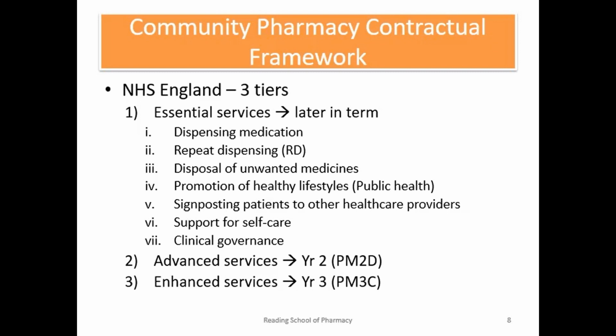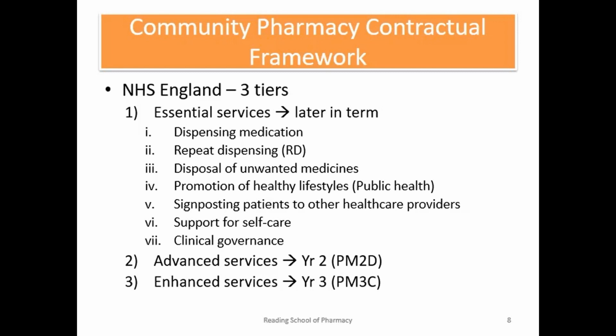Okay. Now, in terms of the contractual framework for pharmacy, for the NHS in England, there are 3 tiers. So there's essential services, which you're doing this term this year. You have advanced services, which you come across in part 2, and then you have enhanced services, which you have in part 3. So essential services are all services which a community pharmacy must provide. As part of the pharmacy contract, they must provide these services.